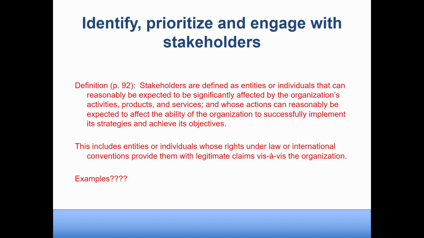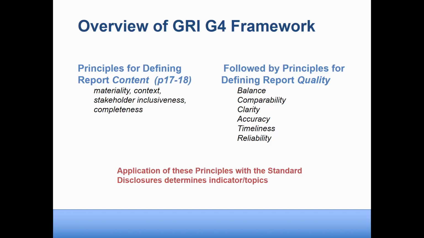So just think about that in and of itself when I'm just telling you. These are the group of people you want to engage with before you even identify your material aspects. So that process alone can take, just making this up, but 6 months. So dry definition, stakeholders are defined as entities or individuals that can reasonably be expected to be significantly affected by the organization's activities, products, and services. Okay, and we just listed a whole ton of examples. So you identify them, you prioritize them, and you've got to figure out a way to engage with them, and that's going to take up a wide variety of platforms.